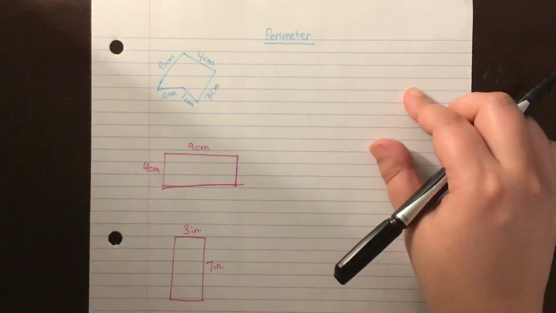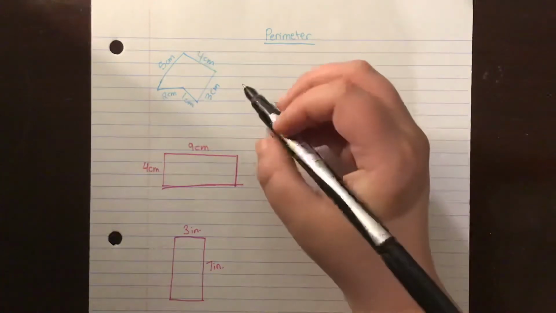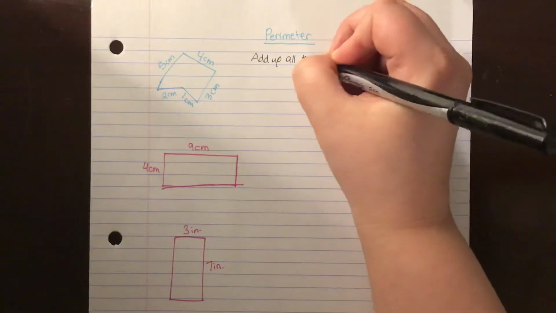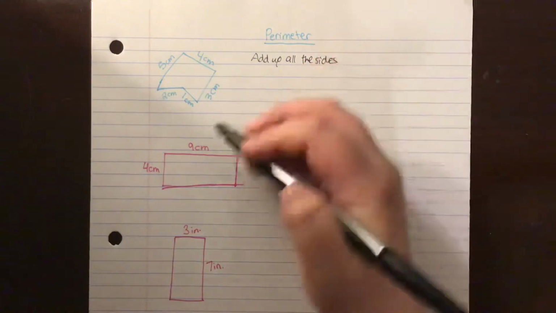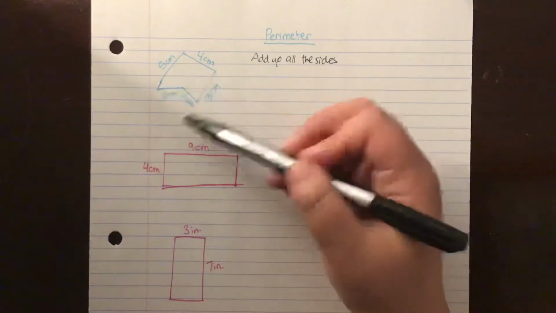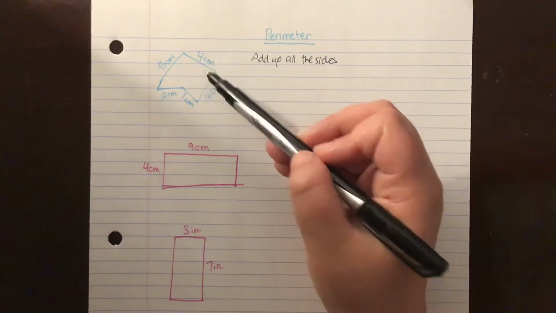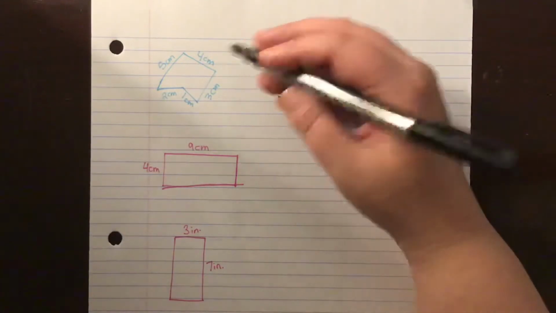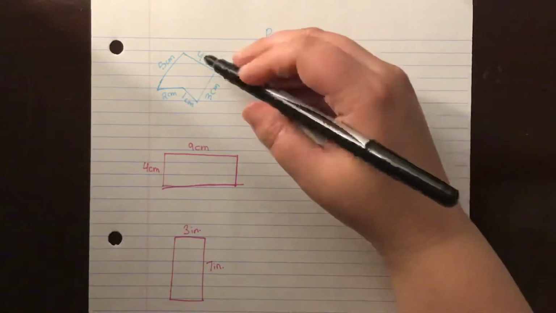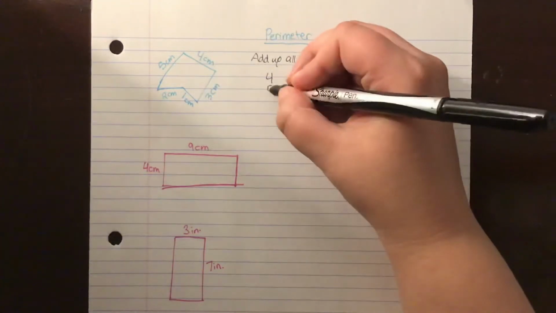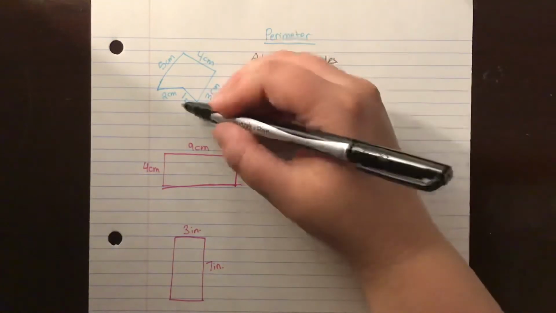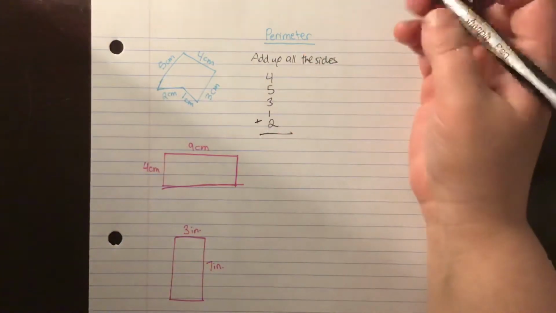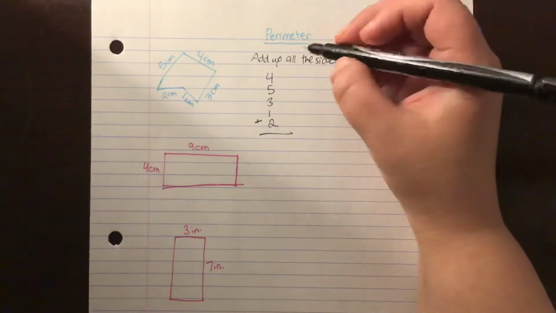And to find the perimeter, it's usually pretty easy. All we got to do is add up all the sides. So for example, in this shape that you might have a bit of a hard time seeing here, I'm given the side length of every single side on the shape. So all I'm going to do is make an addition column question and answer it. So I have 4, I have 5, I have 3, I have 1, and I have 2. I'm going to add all of those up, and that right there is going to give me my perimeter.